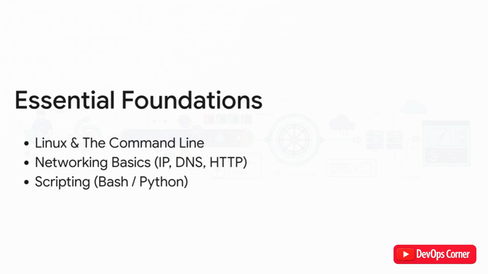Then you have networking basics, because our apps are distributed systems that live and die by talking to each other over HTTP. And finally, scripting, because automation is the heart and soul of DevOps. Without a solid grip on these, none of the fancy tools we're about to dive into will make a lick of sense. This is the language of our infrastructure.